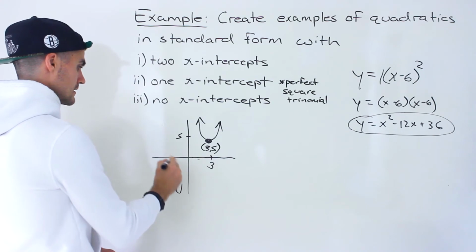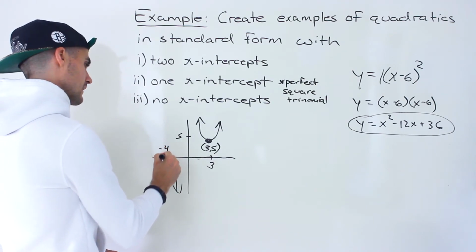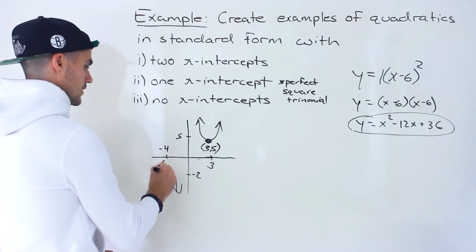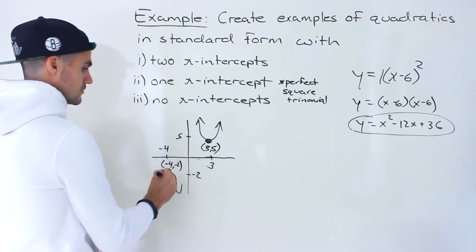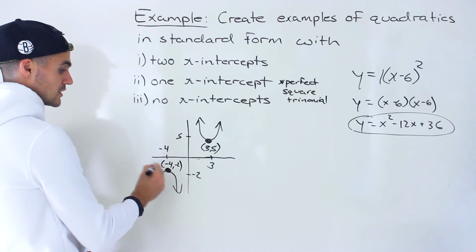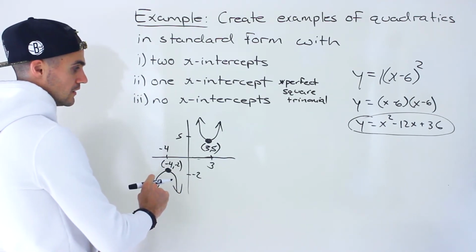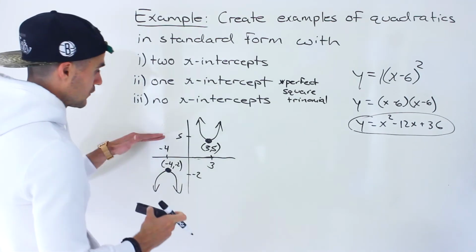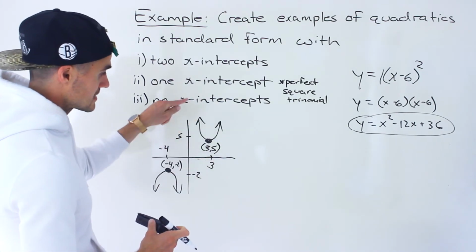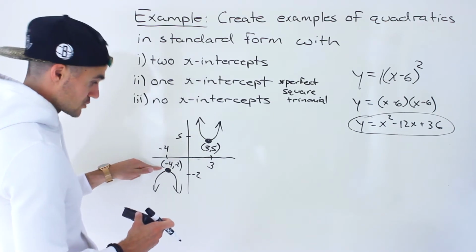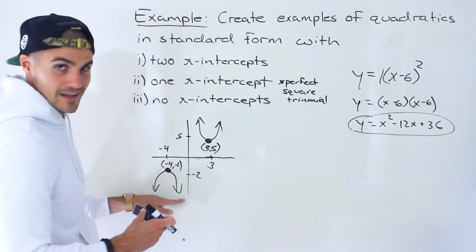Or here, let's say this was -4, and then let's say this was, I don't know, -2, right? So -4, -2 would be this vertex, and then you've got to make sure that that a value is negative, so it's opening down, right? So you either pick a quadratic with a vertex above the x-axis, opening up, or a quadratic with the vertex below the x-axis, and it's opening down.